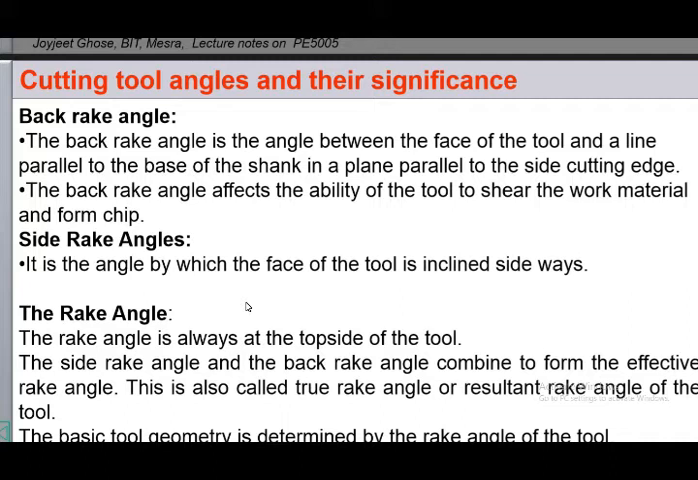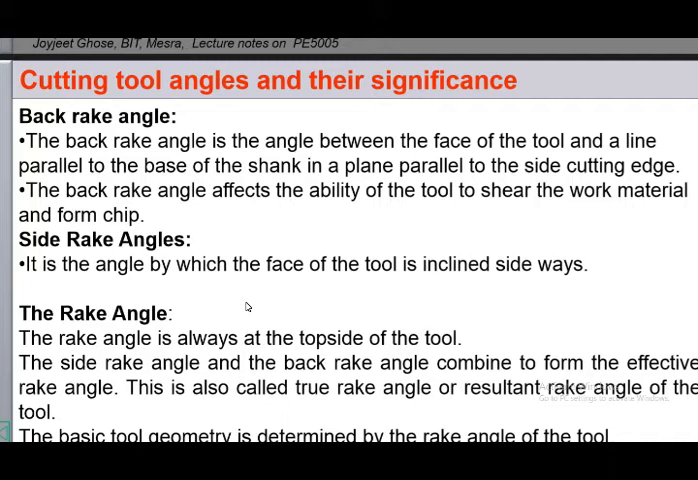The size of the angle depends upon the material to be machined. The softer the material, the greater the positive rack angle should be. That means softer materials should have greater positive rack angles.